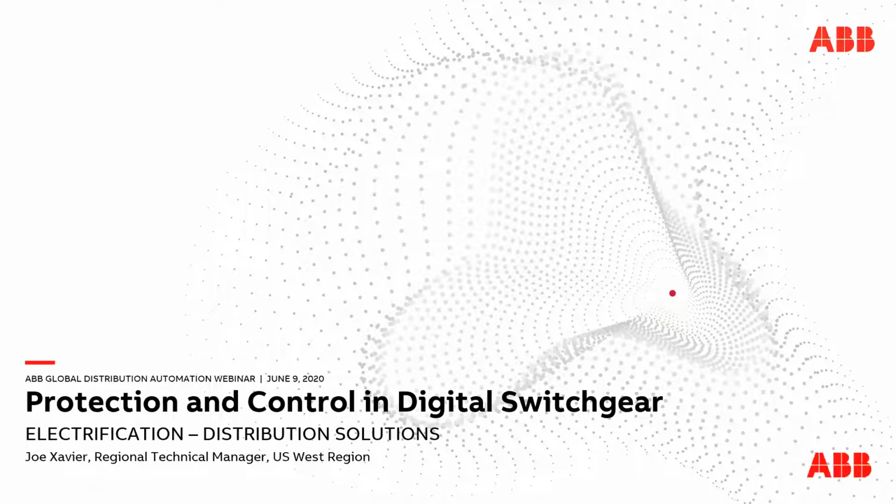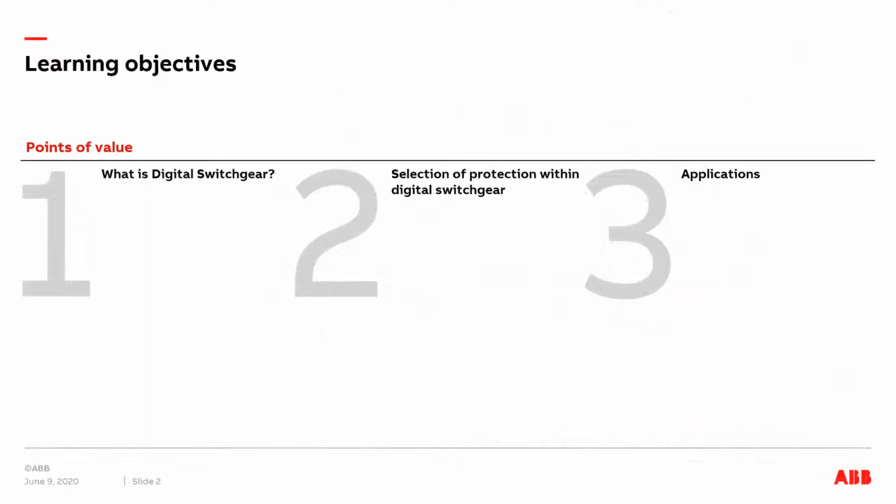So let's get rolling here. Today's objectives of the webinar are three. Number one, we will look at what a digital switchgear is, very briefly, and then talk about the selection of protection within digital switchgear. And thirdly, we will also briefly touch upon some of the applications, how the different protection relays can be applied for different applications.